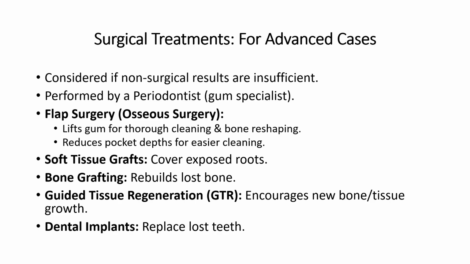Other surgical options include soft tissue grafts to cover exposed roots and reduce sensitivity, and bone grafting or guided tissue regeneration to rebuild lost bone and help new tissue grow. And, if a tooth can't be saved, dental implants are an excellent option to replace missing teeth and help preserve the surrounding bone.